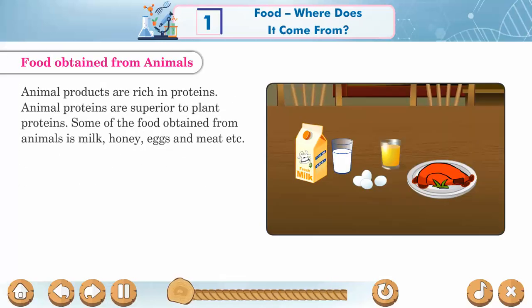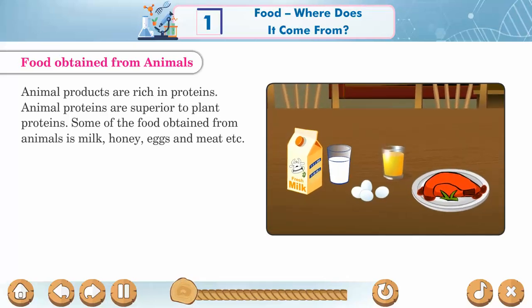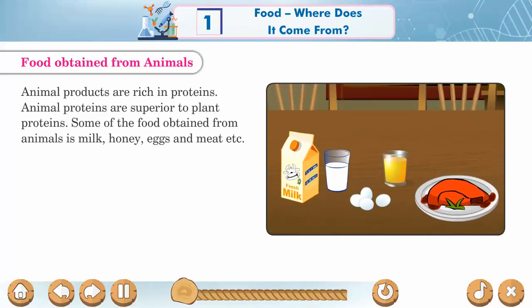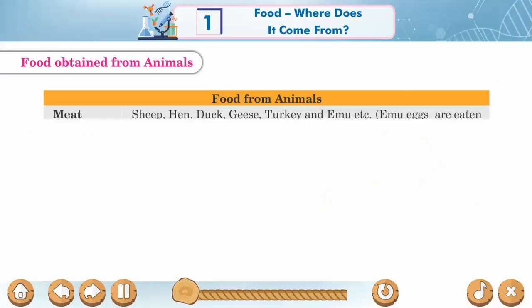Food obtained from animals. Animal products are rich in proteins. Animal proteins are superior to plant proteins. Some of the food obtained from animals is milk, honey, eggs and meat, etc. Food from animals: meat from sheep, hen, duck, geese, turkey and emu, etc.